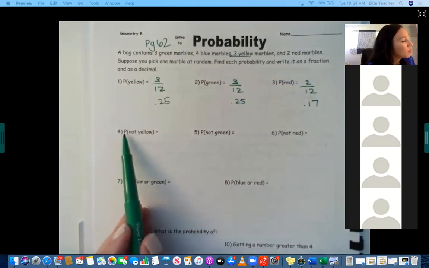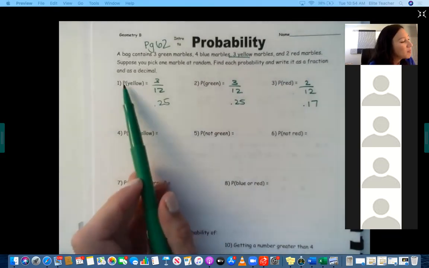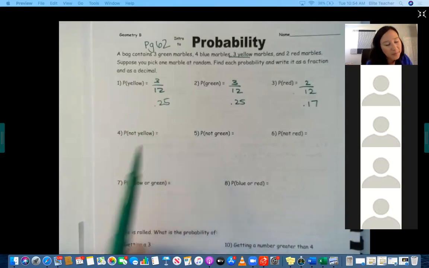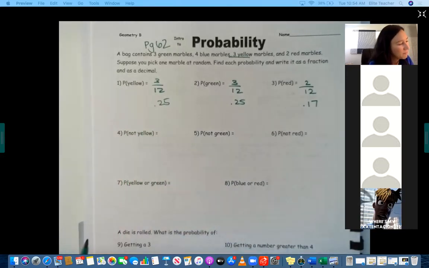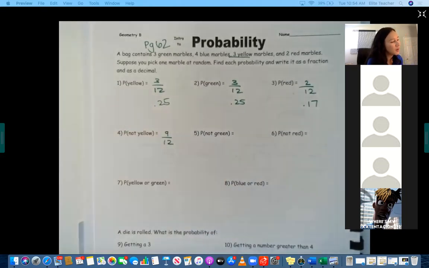So now what would the probability be of not picking a yellow? So the probability of picking yellow would be 3 out of 12. What would be the probability of not picking a yellow? Any guesses? Wouldn't it be 9? Yeah, exactly. So there's 9 that aren't yellow. So that would be 9 out of 12, since 3 of them are yellow. Good.